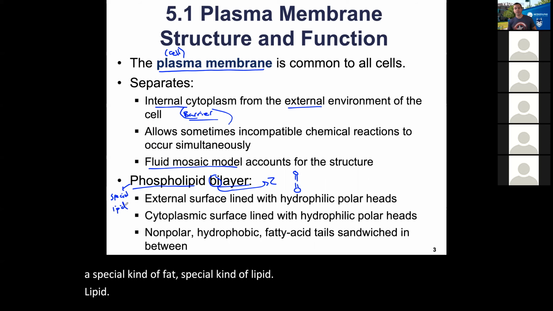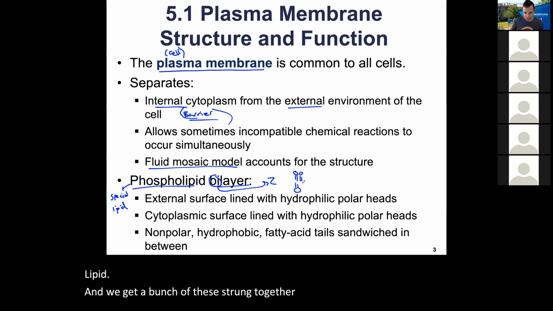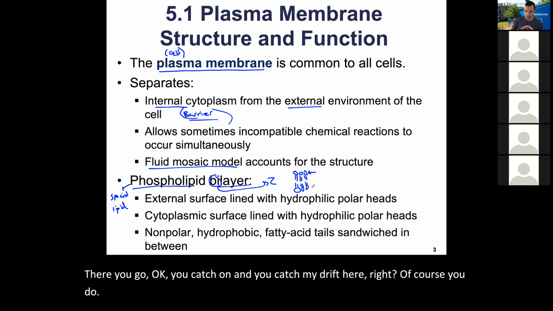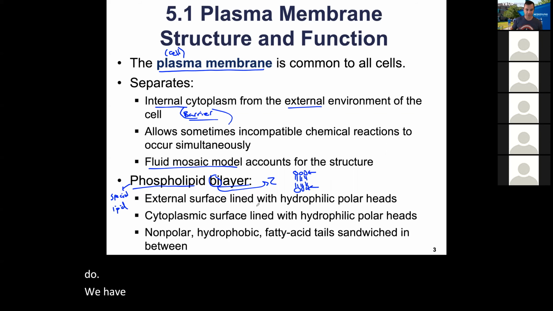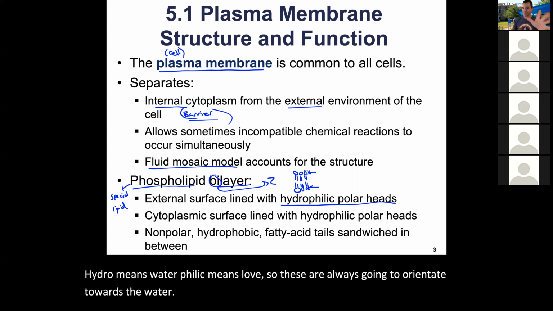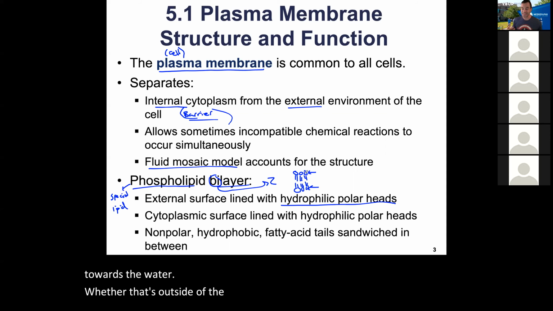Okay. And we get a bunch of these strung together here. There you go. You catch my drift here, right? Of course you do. We have the external surface lined with hydrophilic polar heads. Hydro means water. Philic means love. So these are always going to orientate towards the water, whether that's outside of the cell or inside the cell.